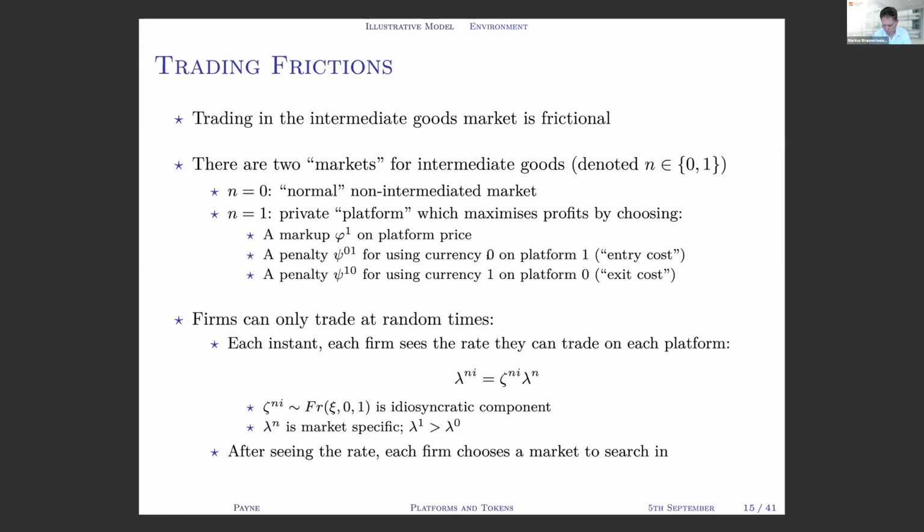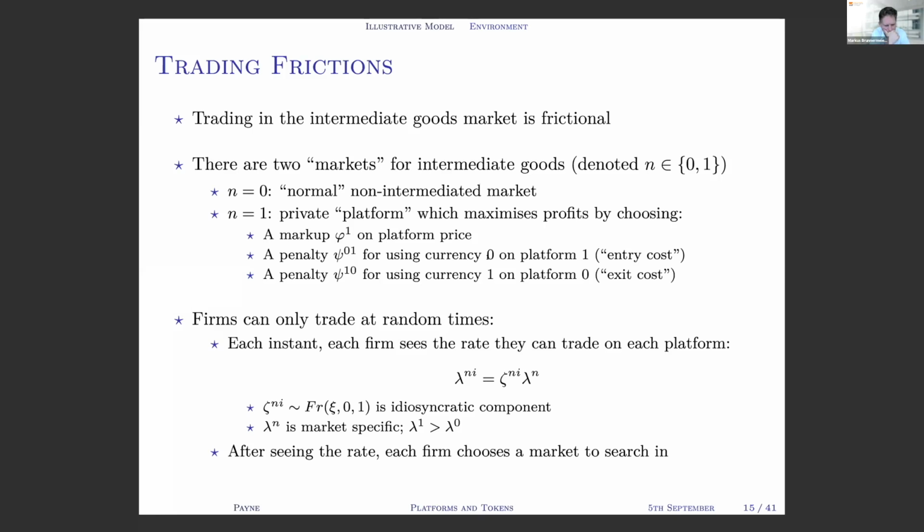Alternatively, they can go to the private platform, and the private platform is run privately to maximize profits. And the platform is able to choose a number of things, right? They're able to choose the markup on the platform price. It's going to be a proportional markup. They're able to choose a penalty on using currency 0 on platform 1. It's like an entry cost. And they can also choose a penalty for using currency 1 on platform 0, so an exit cost, right? So they have these costs, so they can impose some penalty on how difficult it is to use a certain currency on the platform. That's in the sense in which they're almost directly choosing how liquid the currencies end up being, at least with respect to their part of the market.